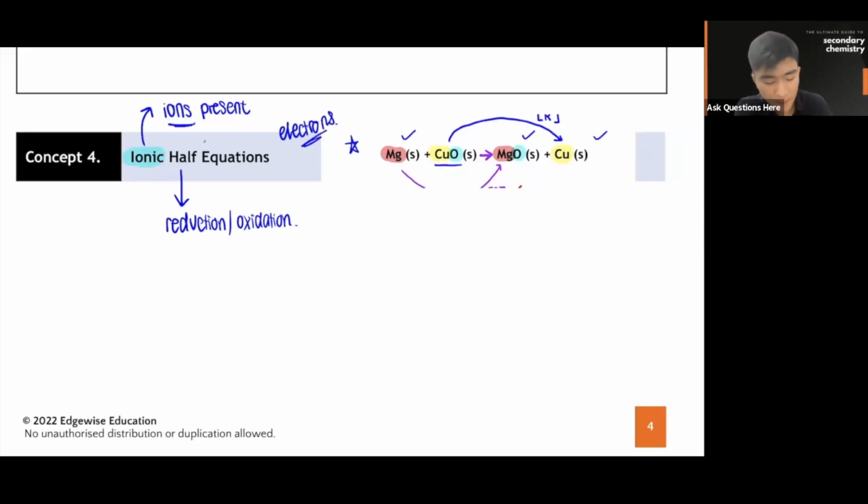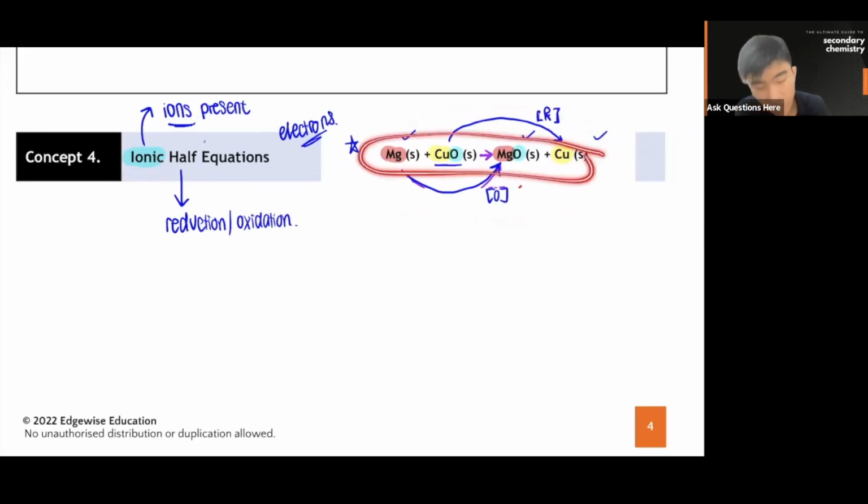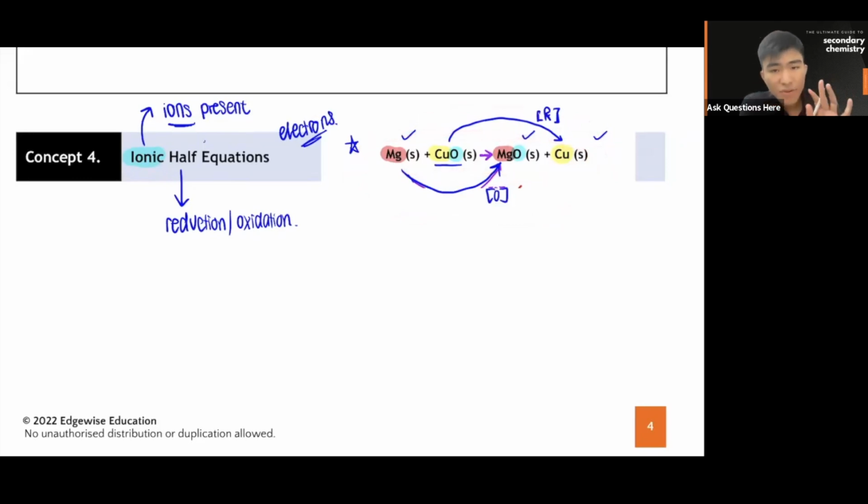Just now, what did we say about this reaction over here? Let's look at this reaction again. Magnesium is undergoing what? Oxidation, right? And this is undergoing reduction. So everyone can copy this equation down onto your paper. Now, let me tell you how to write the ionic half equation. The first step to writing an ionic half equation always is to identify the ions.